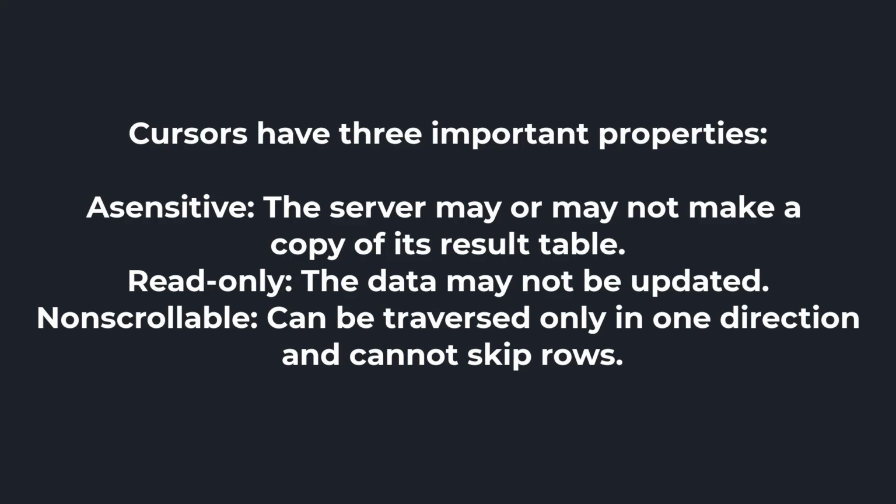Now, you need to understand there are 3 basic properties of the cursor. There's sensitive, there's read-only, and there's non-scrollable. Sensitive is where the server may or may not make a copy of the results table. Read-only, where the data may not be updated. And of course, non-scrollable, it can only be traversed in one direction, and cannot skip rows.